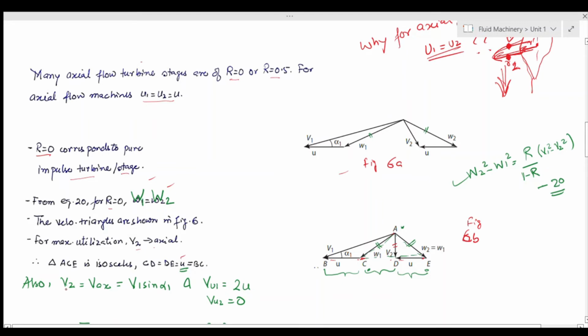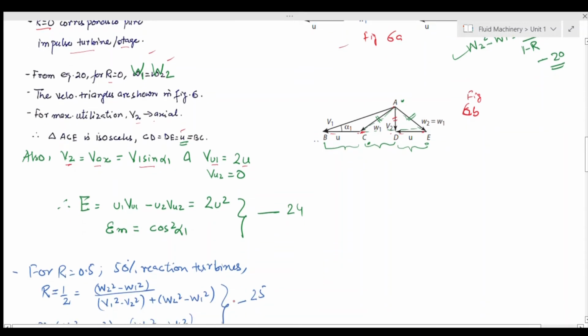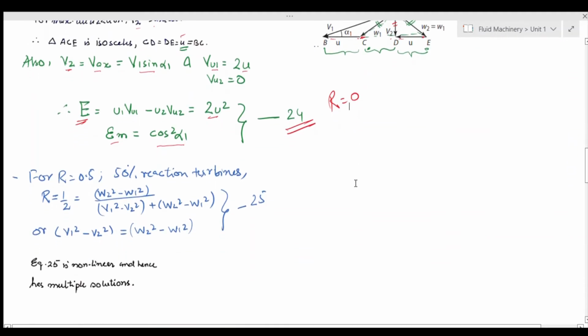Also, V2, which is V axial, would be equal to V1 sin alpha 1, and Vu1 would be equal to 2U, and Vu2 is going to be 0. अगर ऐसा है तो एनर्जी हमारे पास में 2U स्क्वायर के बराबर आएगा, और मैक्सिमम यूटिलाइजेशन फैक्टर हमारे पास में cos स्क्वायर अल्फा 1 के बराबर आएगा। ऑल ऑफ दीज आर फॉर R equal to 0, degree of reaction 0, purely impulse stage, impulse turbine.